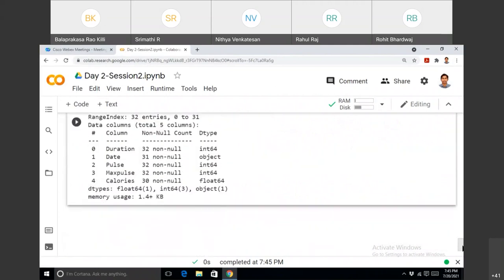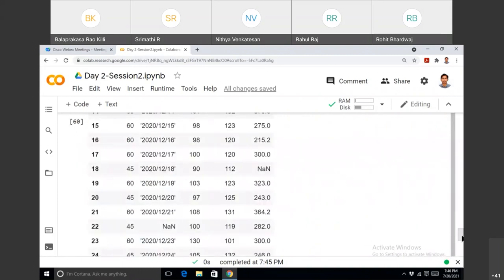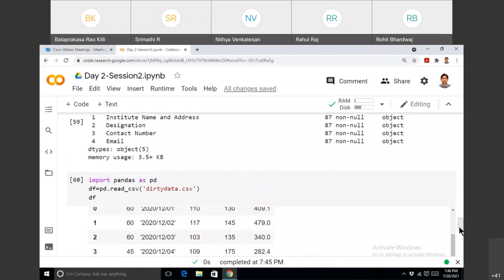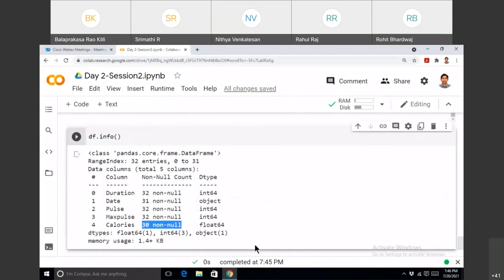It is telling that out of 32 entries, in the first column there are no null entries. But in the second column there is one null entry. It was telling 31 non-null, which means one entry is null. Similarly here, there are two null values. So what are those null values? Can you see this NaN? Not a number, that is not defined. These are NaN, undefined values. Here, one more NaN is there. So df.info gives that information also if there are null values.